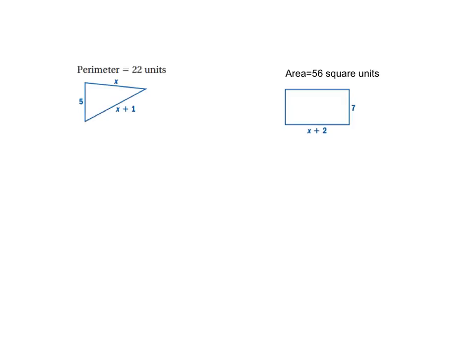Sometimes they like us to use equations with geometric shapes. We've done something similar to this, but we're going to look at it today with an equation. Here I have a triangle, 3 sides, and they tell me the perimeter is 22 units. Remember, perimeter means to add up the sides. So I take my 3 sides, I see a 5, I see an x, I see an x plus 1, those are my 3 sides, and I'm going to set that equal to 22. I added this side to this side to this side, and it equals 22.